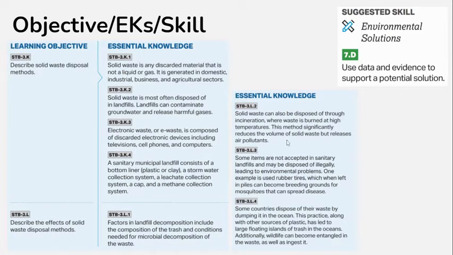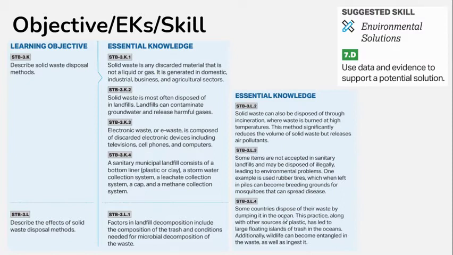I wonder if you can guess which ones. At least nitric oxides, right? Some items are not accepted in sanitary landfills and may be disposed of illegally, leading to environmental problems. One example is used rubber tires, which, when left in piles, can become breeding grounds for mosquitoes that spread disease.